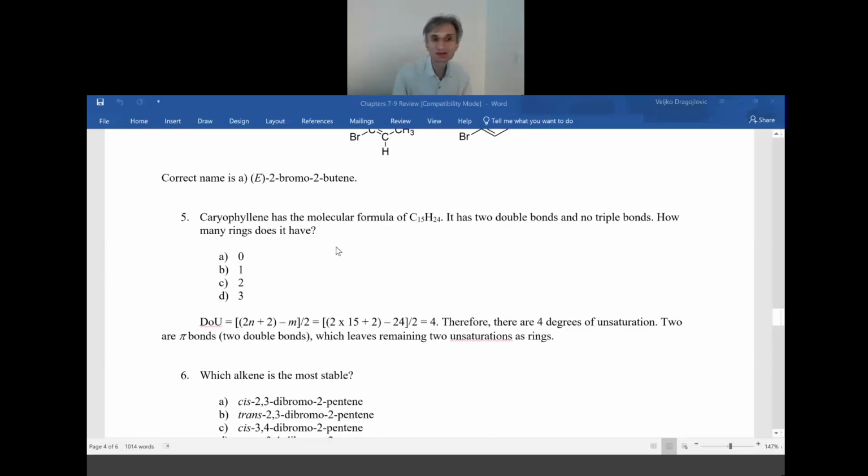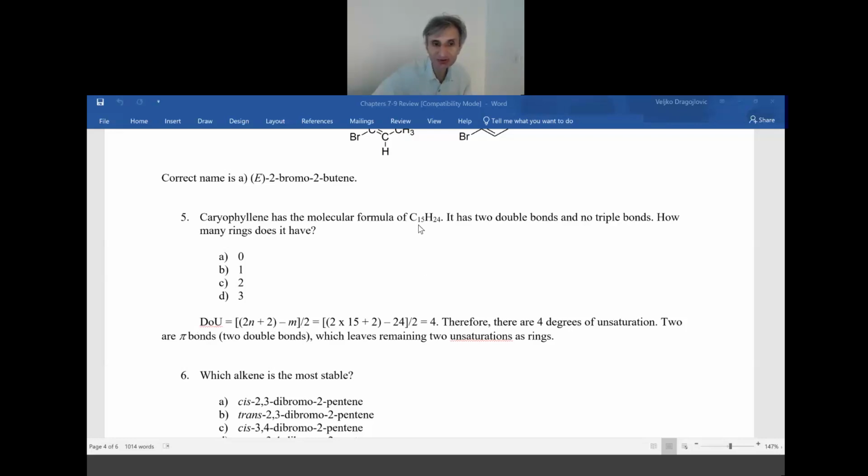Question number 5. Caryophyllene has the molecular formula C15H24. Caryophyllene is a natural product, so it has a typical trivial name. It has 2 double bonds and no triple bonds. How many rings does it have? You need to calculate the number of degrees of unsaturation. The formula is 2n plus 2 minus m, divided by 2. n is the number of carbon atoms.